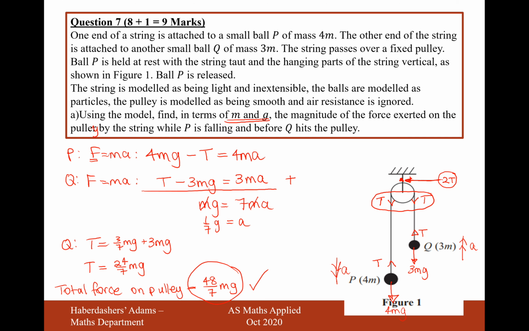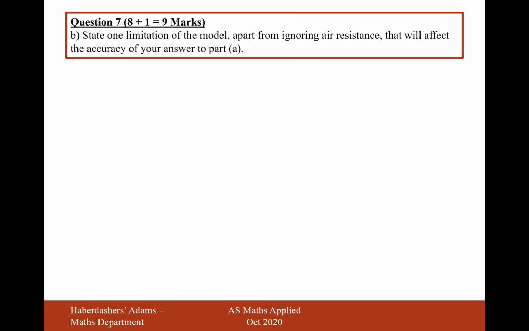Quite a long one there, but it was worth 8 marks, and I'm happy with that working for 8 marks. Moving on to part B, state one limitation of the model apart from ignoring air resistance that will affect the accuracy of your answer to part A. Well, we've got a number of different answers here. We've got the weight of the rope, the extensibility of the rope, and the pulley system may not be smooth. There may be friction on the pulley system. Any one of those answers is a good answer to part B.